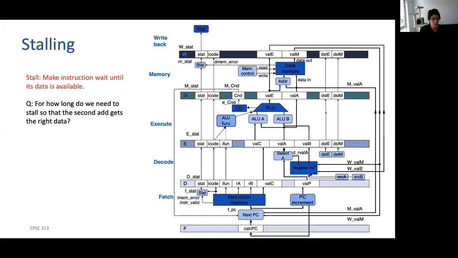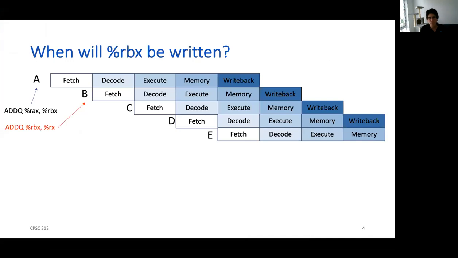Okay, so here's where we left off. Stalling is this idea that the processor, rather than asking the programmer to insert no ops, will just stop the pipeline. So let's look at what's really going on there. Here's our normal diagram, and we have these two add instructions at positions A and B.